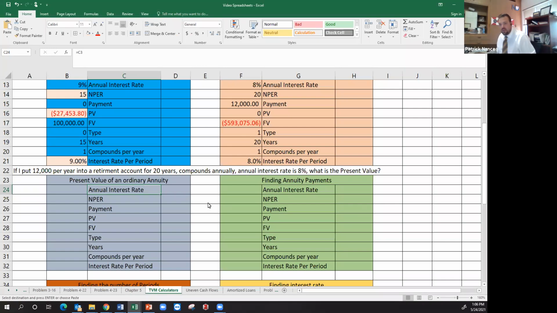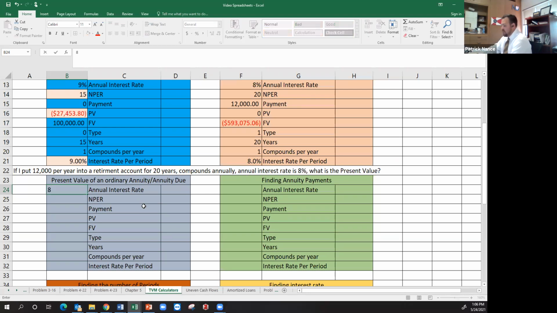Okay, so now we're going to look at finding the present value of an ordinary annuity. And I'll just go ahead and put annuity due because I can do both here very quickly. So if I put $12,000 into a retirement account for 20 years and that compounds annually and the annual interest rate is 8%, what is the present value? So I want to know if I'm going to do this, what is the value of that today? What is the value of that $12,000 per year for 20 years today?